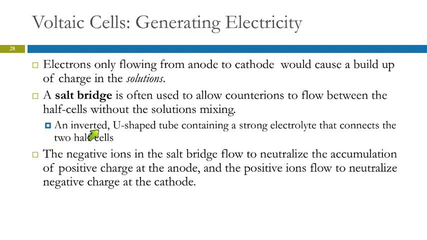So often this looks like an inverted U-shaped tube, and it's got a strong electrolyte in it, usually something that's not reactive, maybe like potassium nitrate or something. And that'll be in a gel, and then we'll have porous caps at each end, because otherwise you don't want solutions just mixing and falling out. So the negative ions in the salt bridge are going to flow to neutralize the accumulation of positive charge at the anode, and the positive ions are going to flow in the other direction to neutralize negative charge at the cathode.